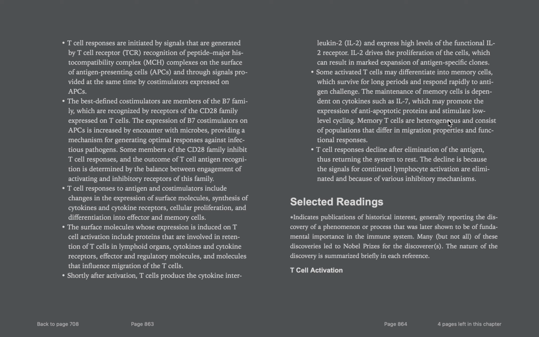clones. Some activated T cells may differentiate into memory cells, which survive for long periods and respond rapidly. The maintenance of memory cells is dependent on cytokines such as interleukin-7, which may promote the expression of anti-apoptotic proteins and stimulate low-level cycling. Memory T cells are heterogeneous and consist of populations that differ in migration properties and functional responses.